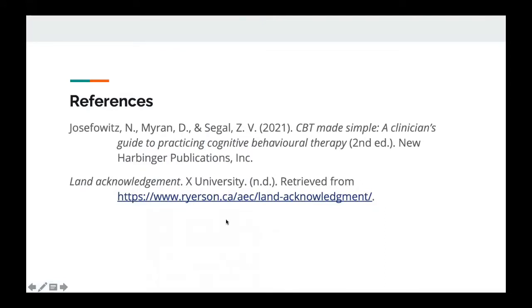All the skills we demonstrate today will come from the book CBT Made Simple: A Clinician's Guide to Practicing Cognitive Behavioral Therapy by Josefowitz, Mirren, and Segal. We will be using questions and example scripts from the book, but in particular, we will draw from the example of Suzanne that is presented throughout the book.